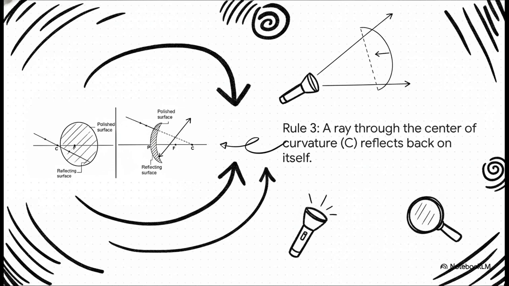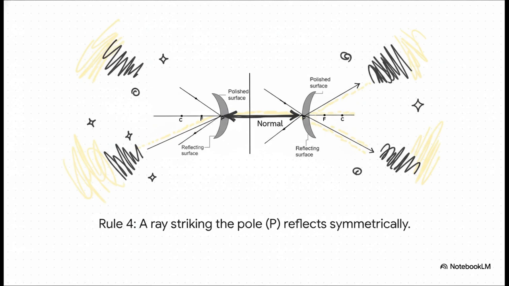Now, rule 3 is the easiest one to remember. Any ray that passes through the center of curvature, C, hits the mirror dead on, at a perfect 90-degree angle to the surface. And because of that, it just reflects straight back along the exact same path it came from. No change in direction at all. And our final rule brings us right back to where we started. If a ray hits the pole, the very center of the mirror, it will reflect perfectly symmetrically. In this one special case, the principal axis itself acts as the normal line.